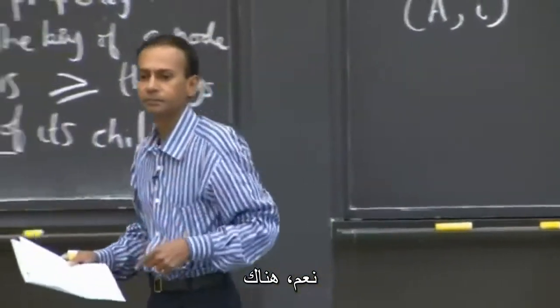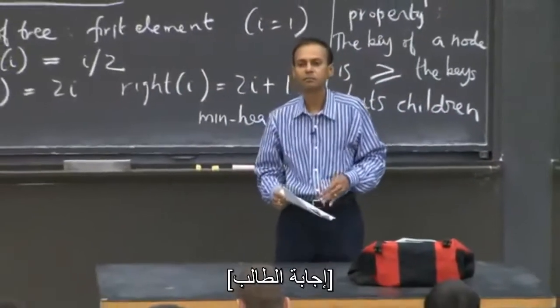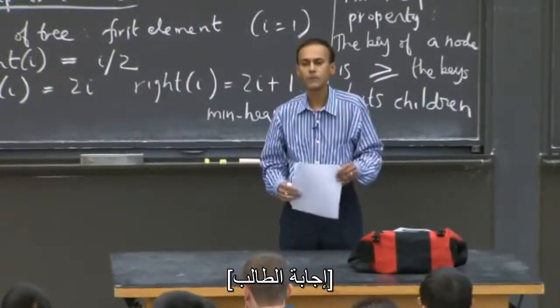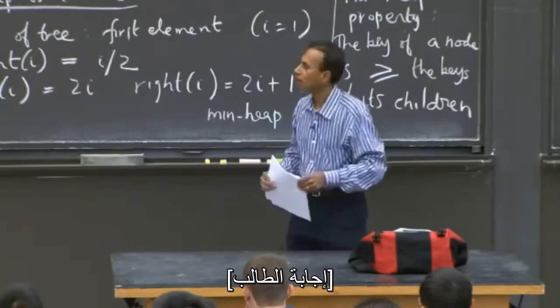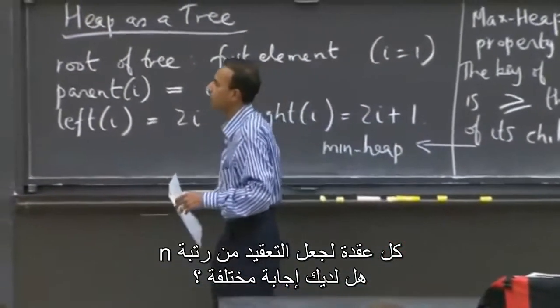Well, it seems like if the tree is totally upside down, you could potentially have to switch every node to make it order n.